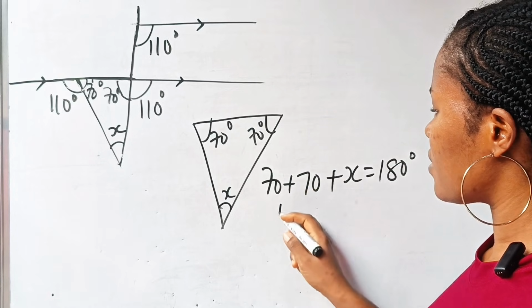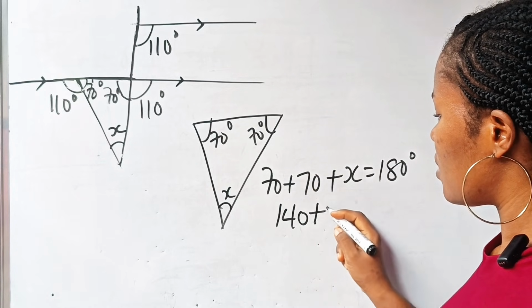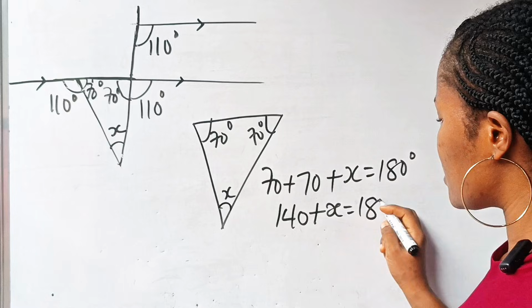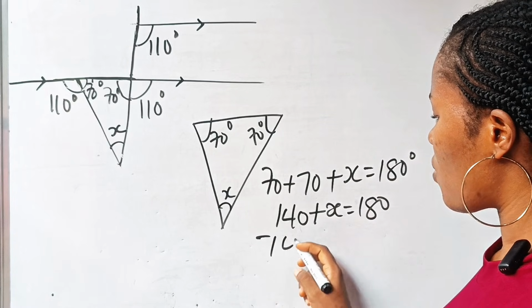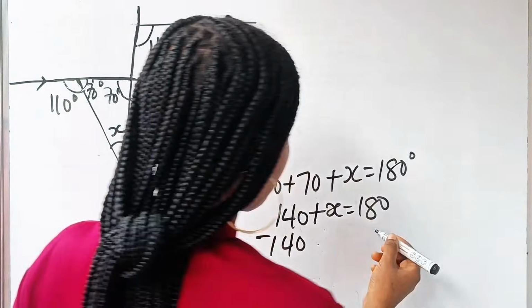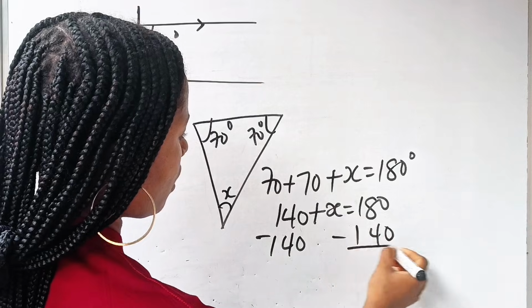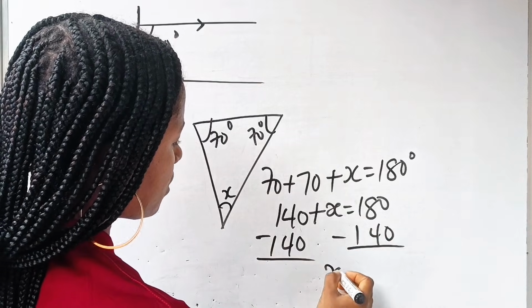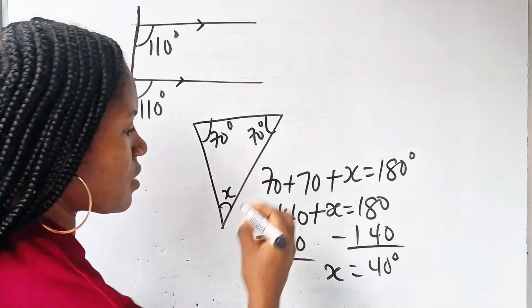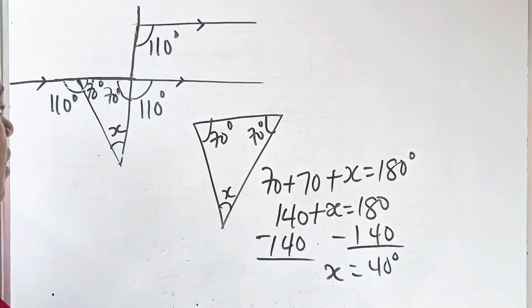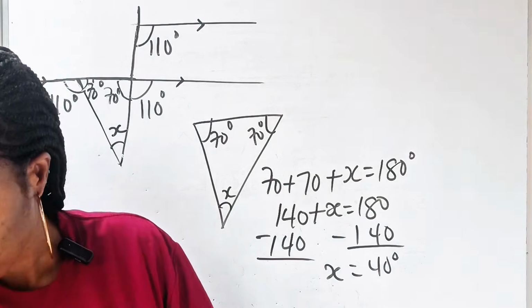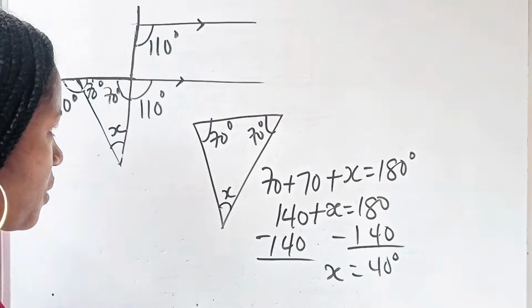Now 70 plus 70 is 140 plus x is 180. So if we take away 140 from both sides, we will have x to be equal to 40 degrees. So we can see that x is 40 degrees. Now that is the first method.